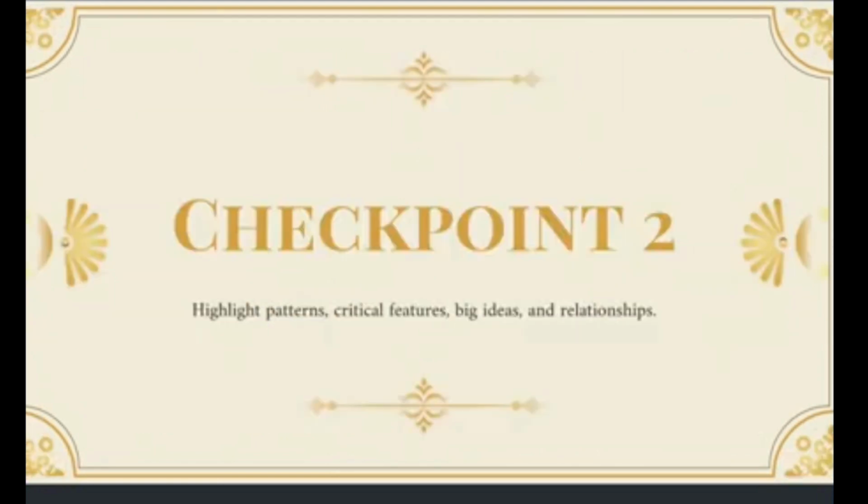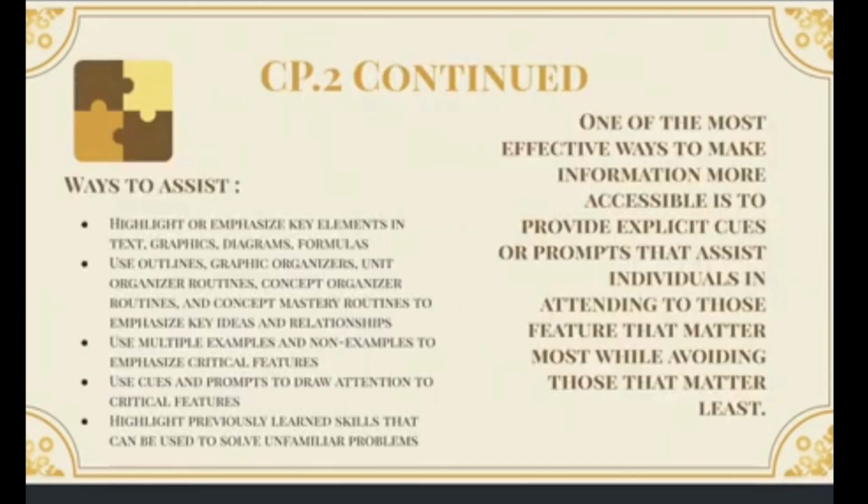Checkpoint number 2, highlight patterns, critical features, big ideas, and relationships. So one of the most effective ways to make information more accessible is to provide explicit cues or prompts that assist individuals in attending to those features that matter most while avoiding those that matter least. Some ways to assist are to highlight or emphasize key elements in text, graphics, diagrams, or formulas. Use multiple examples and non-examples to emphasize critical features. Use cues and prompts to draw attention to critical features.